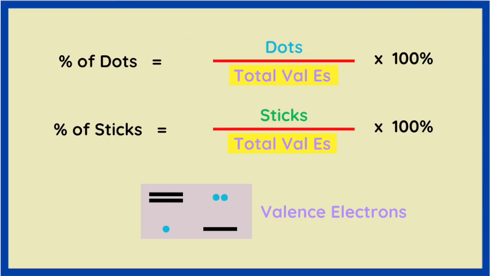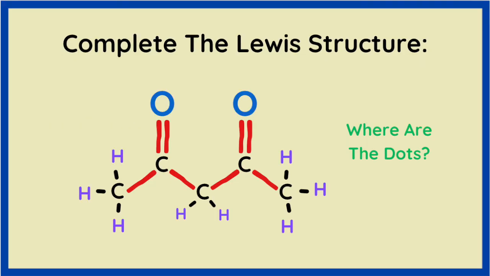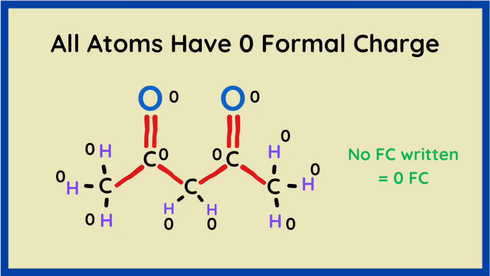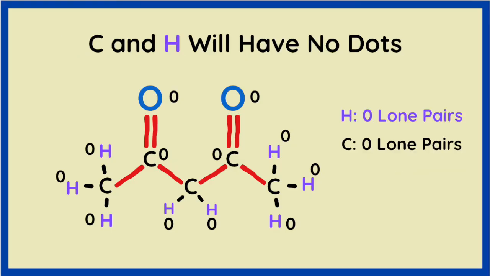Remember, we need to find the total number of valence electrons in our molecule, all the sticks and dots. And while we've uncovered all the sticks of our molecule, we still don't have a complete Lewis structure because we haven't revealed any dots. And the key to finding these dots lies in the fact that each atom has a 0 formal charge. How do we know they have no charge? Because if there's no charges mentioned in the diagram, we assume all the elements' charges are 0. The good news is that whenever carbon and hydrogen have a 0 formal charge, which is basically always, neither of them will have any dots.